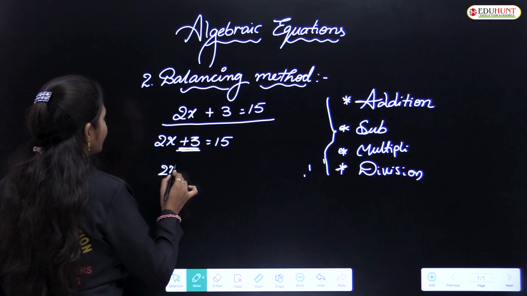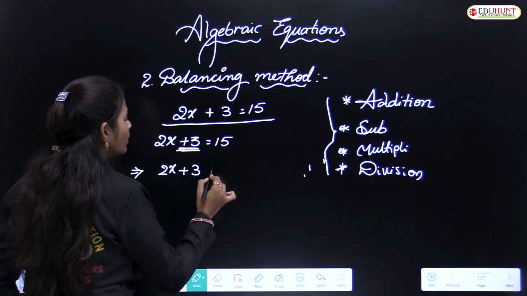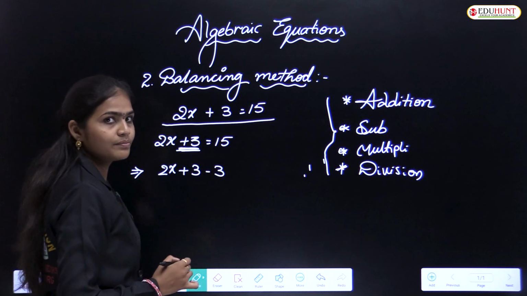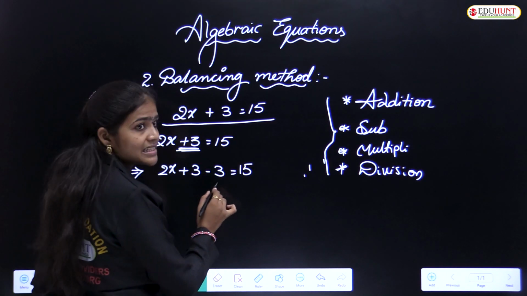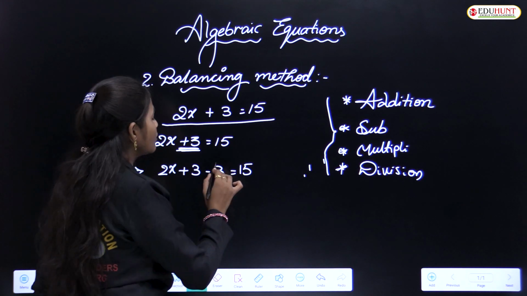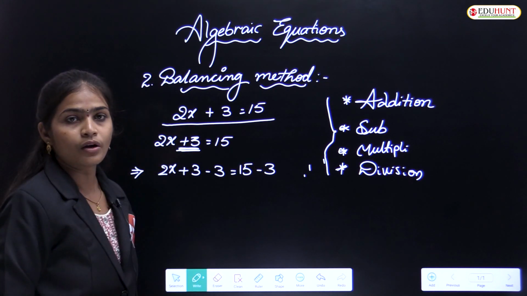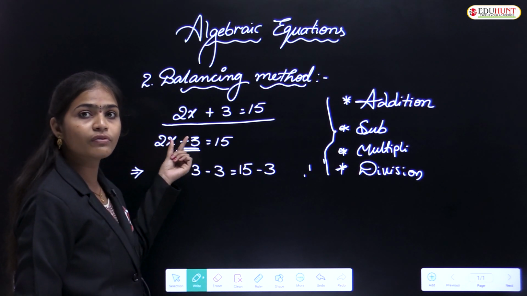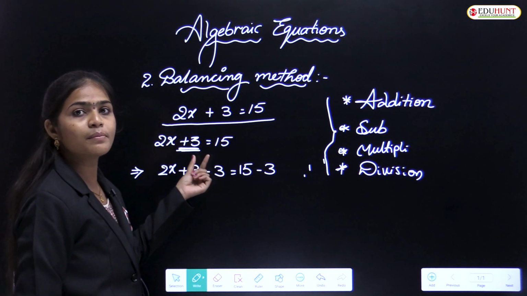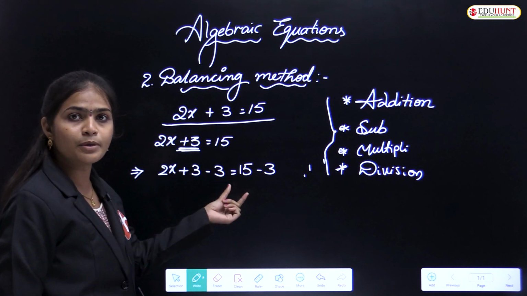So in the next step we take 2x plus 3, and here we write minus 3, which is equal to 15. By which number? Minus 3 means subtraction only, no? So the same number we have to subtract from the RHS also. First we have to observe the constant term along with the sign. Here plus is there, which means we go for minus. Here minus is there, which means we go for plus.